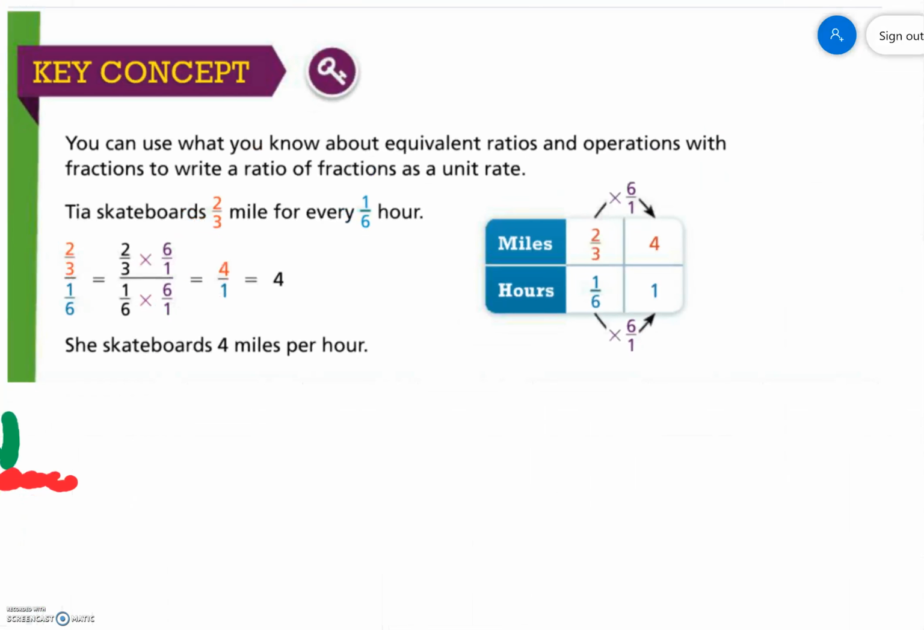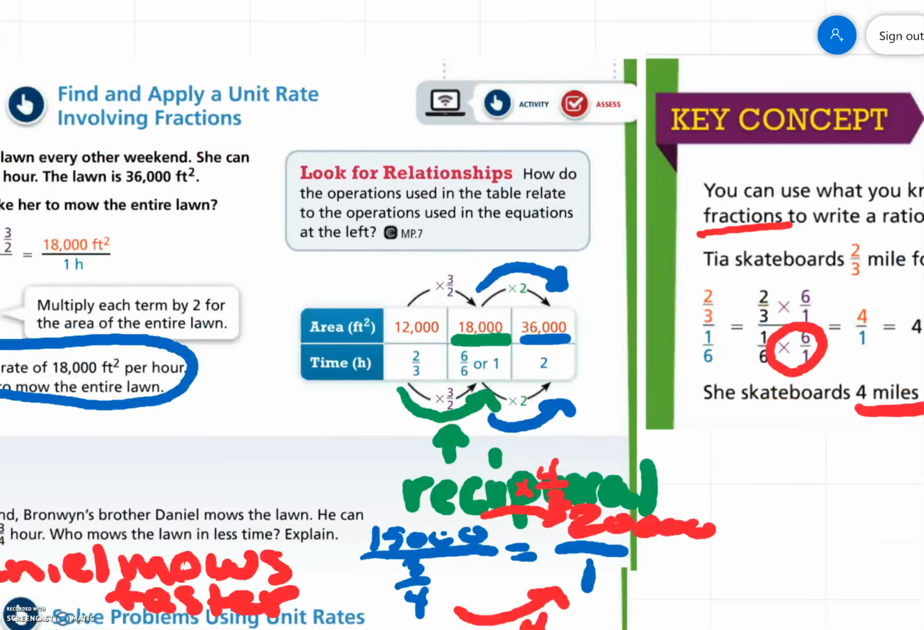So the key concept: you can use what you know about equivalent ratios and operations with fractions to write a ratio of fractions as a unit rate. Tia skateboards 2/3 mile every 1/6 hour. So again, multiply by the reciprocal. So that tells me she skateboards 4 miles per hour.